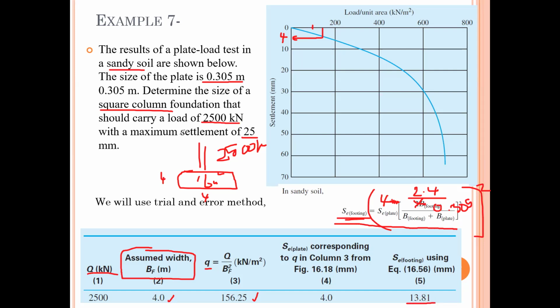But this says maximum settlement of 25 millimeters. So now, if we get a width of 4 meter, a 4 meter square foundation, our settlement is less. So since we can go up to 25, we can increase the width. Sorry, decrease the width. So decrease in the width means pressure will be high. Why? 4 by 4 means 16 square meters. The cost will be high. I'll move on to the next slide.